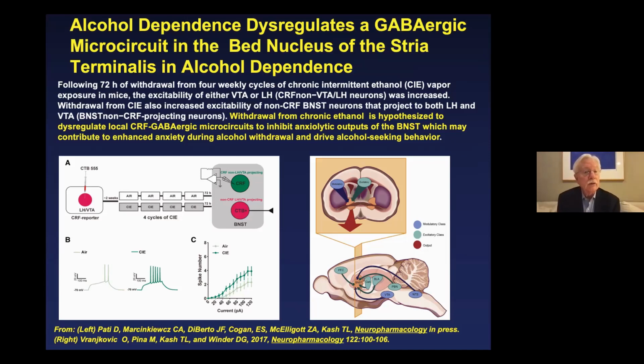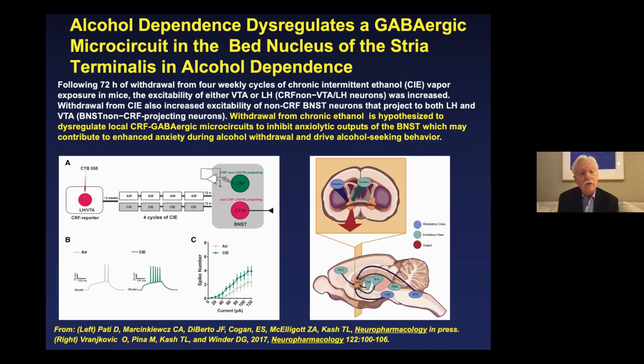And so following 72 hours of withdrawal from 4 weekly cycles of chronic intermittent ethanol vapor in mice, the excitability of either VTA or lateral hypothalamic neurons was increased. And withdrawal from chronic intermittent ethanol also increased the excitability of non-CRF bed nucleus of the stria terminalis neurons that project to both the LH and the VTA. So withdrawal from chronic ethanol is hypothesized to dysregulate CRF GABAergic microcircuits that inhibit anxiolytic outputs of the bed nucleus of the stria terminalis, which may contribute to the enhanced anxiety during alcohol withdrawal and drive alcohol-seeking behavior. And you can see the changes in excitability of these neurons in the left-hand side of the panel here at the bottom.